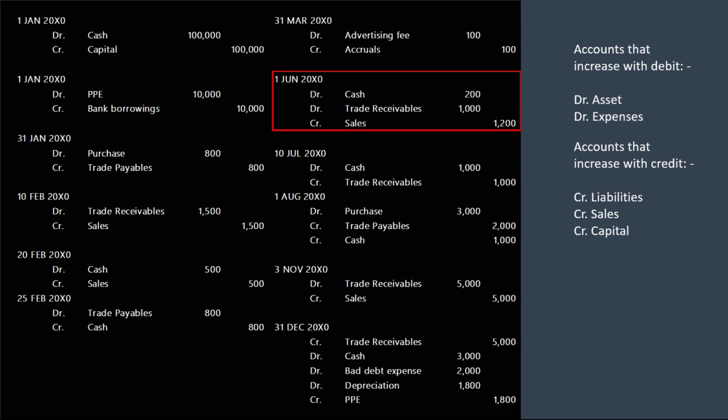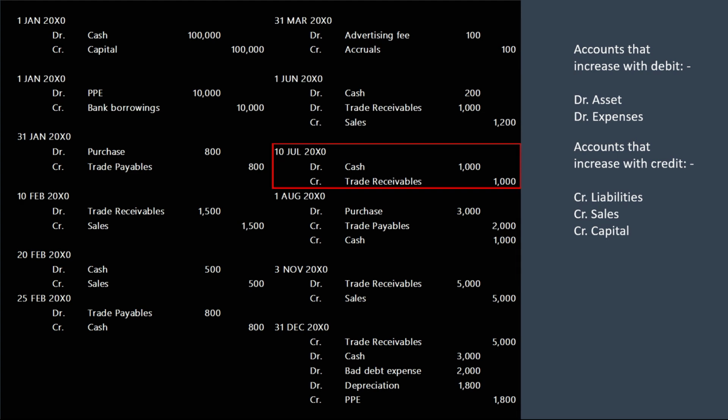On 1st of June, Michael sold products to his customer for $1,200 and received $200 and the rest on credit. To record the transaction, we debit cash because the company received cash, then debit trade receivables because Michael's customer still owed him $1,000, and credit sales for $1,200. On 10th of July, Michael's customer came and paid him the $1,000. So we can now debit cash and credit trade receivables account by $1,000 because we want to reduce the asset account by $1,000.